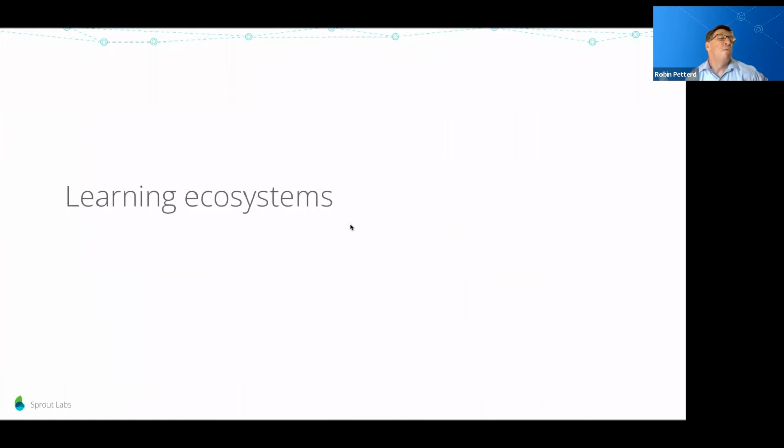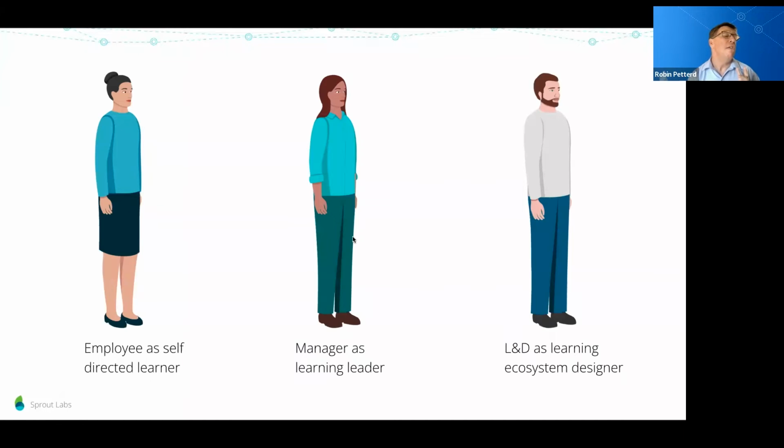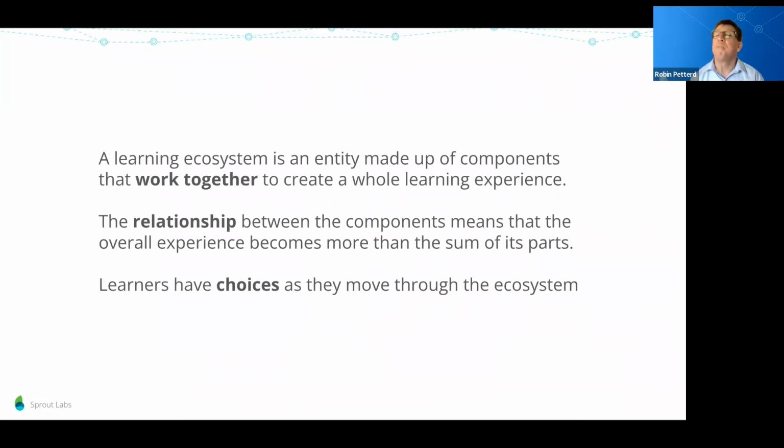So what we need to be able to deal with some of these problems of taking formal courses, which are hard to actually get practice in, is really well-designed learning ecosystems. I now think of what's actually happening in our workplaces as three shifts. Employees become self-directed learners, managers become learning leaders, and L&D people become learning ecosystem designers. People like yourselves think about your learning landscape and design learning landscapes.